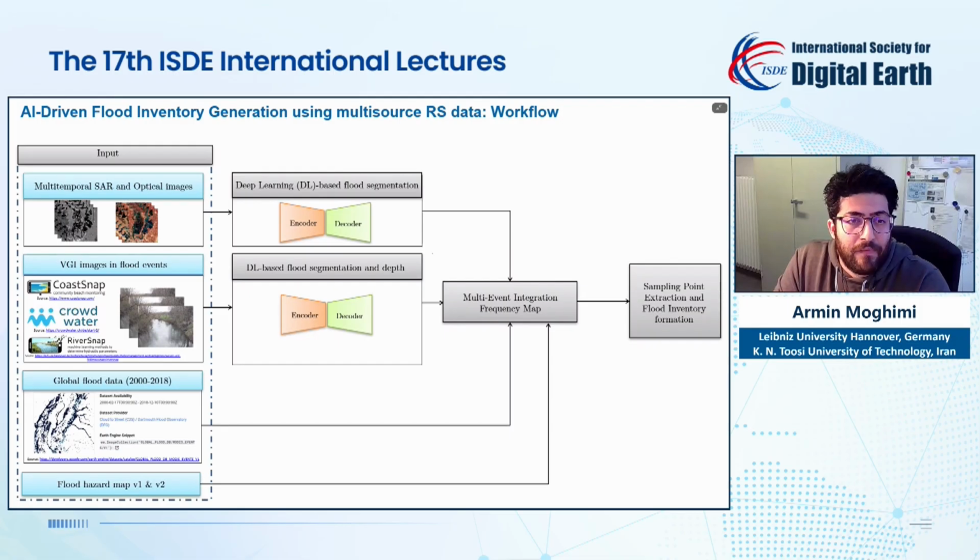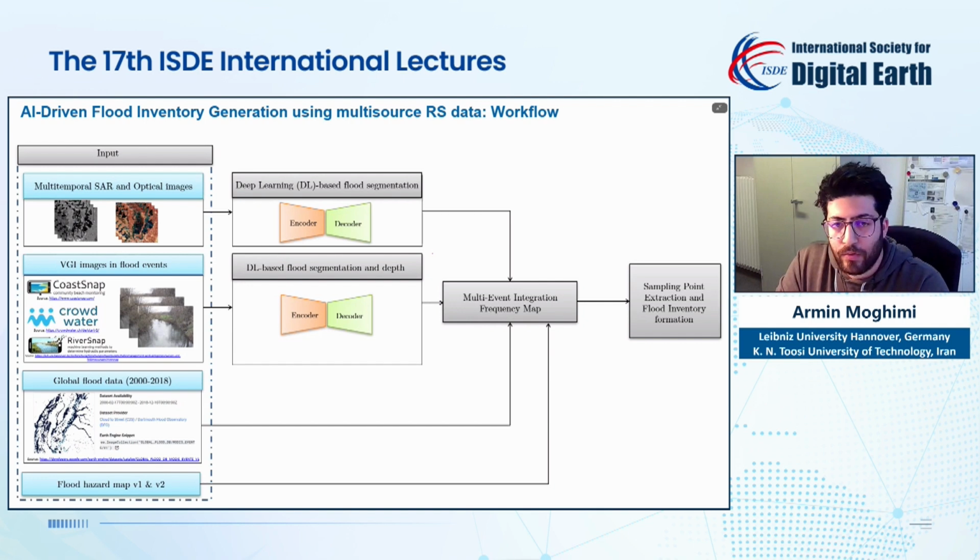And from that flood inventory, in addition to multi-temporal SAR and optical satellite data, we can also integrate volunteer geographic information, or VGI, images. For example, citizen-contributed images from platforms like CoastSnap, which is very useful for coastal flooding, while CloudWater and RiverSnap support river flood monitoring. We can also use a global dataset already available in Google Earth Engine, such as Global Flood Dataset and Flood Hazard Maps, version 1 and 2.